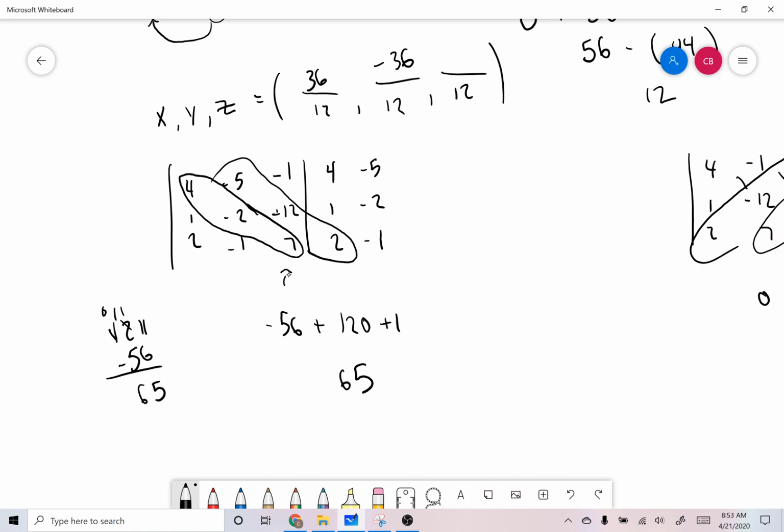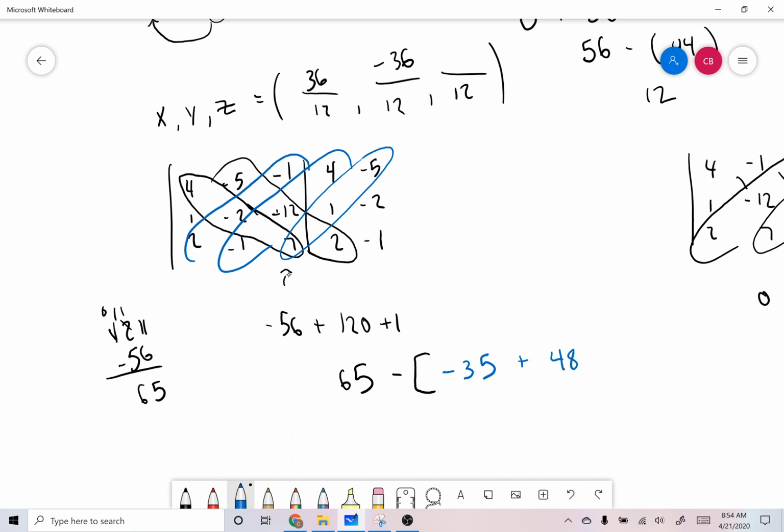This is 65 minus, okay, we're going to go backwards now. I'm going to do these 3. That's negative 35, oops, 35. Negative and negative is positive times positive is positive, so plus 12 times 1. Oh, 12 times 1 times 4. 12 times 1 is 12, times 4 is 48. And then times these 3, that's negative and negative, positive. 2 times 2 is 4, positive 4.